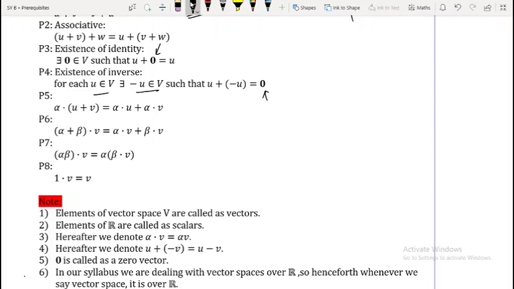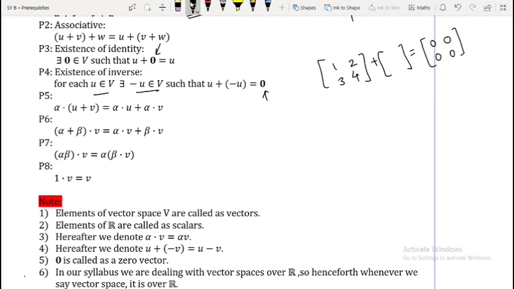Now for example, for the fourth property, if I take the example of our matrix 1, 2, 3, 4, and on the right hand side, what was our bold 0 for this second example? It was the matrix with all entries 0. So now can you guess which element should be here, so that on the right hand side I will get the 0 matrix?